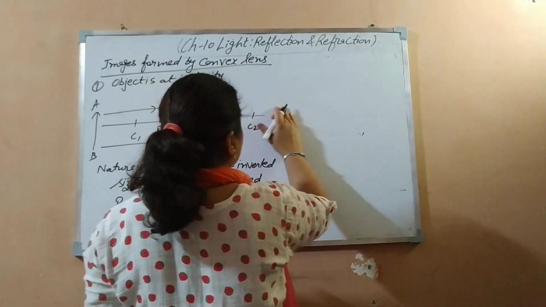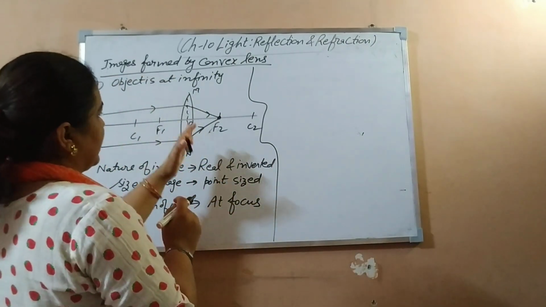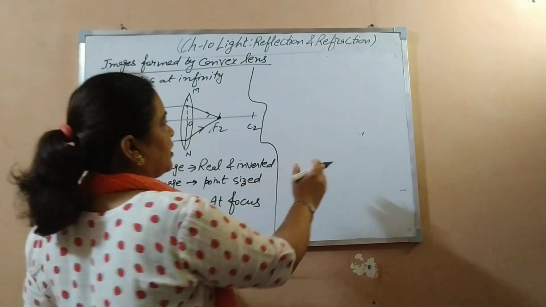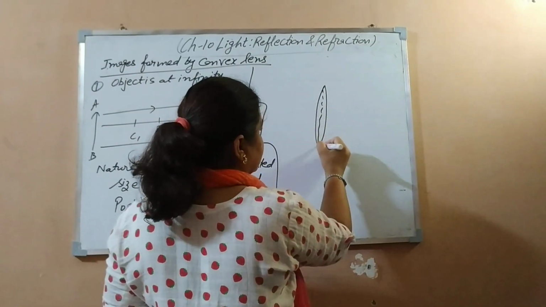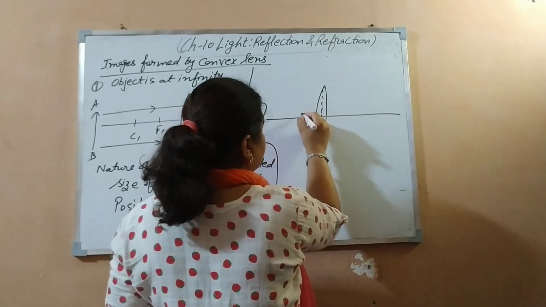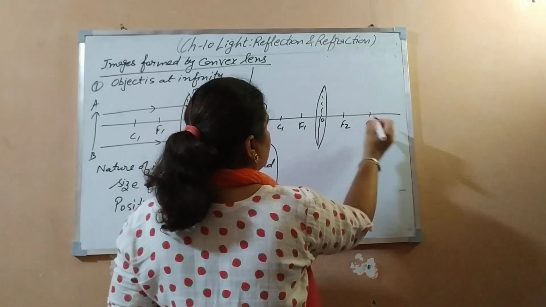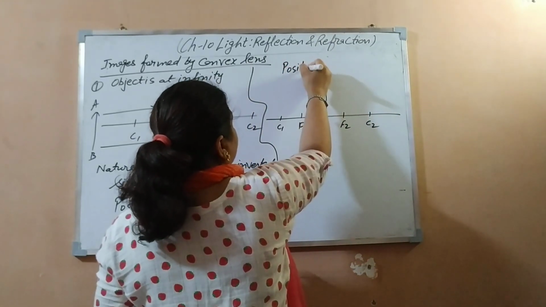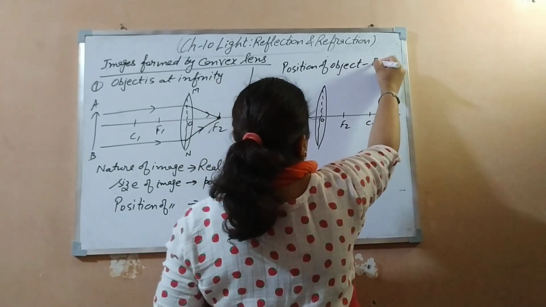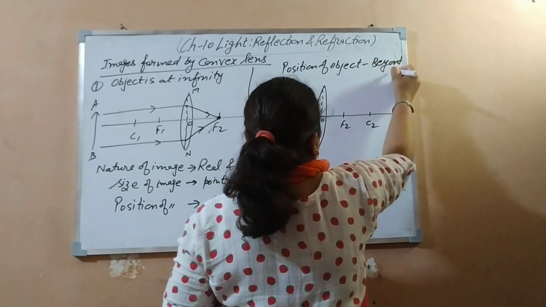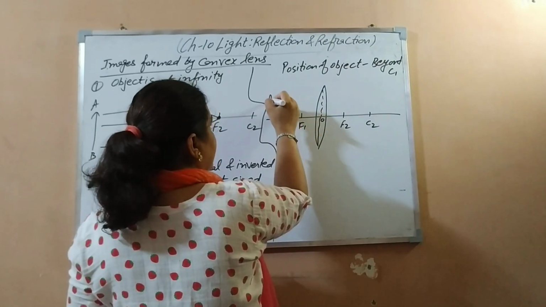What is the second case we can do here? Second case, when we bring the object near the lens but beyond its center of curvature. You will make thin lenses, not thick lenses. F1, C1, F2, C2. So what is the position of the object? The position of the object is beyond C1, or 2F1, like we have done in the mirror. The object is AB.